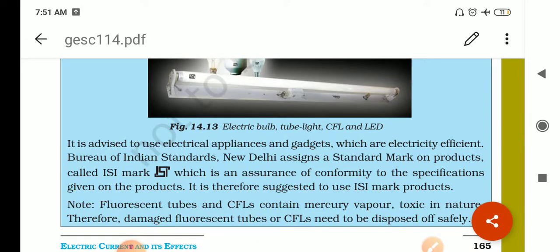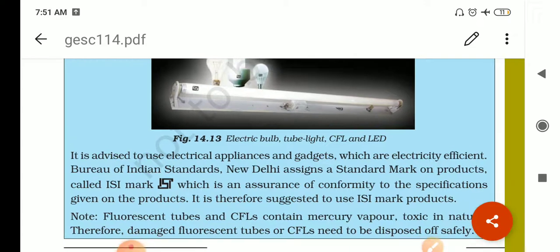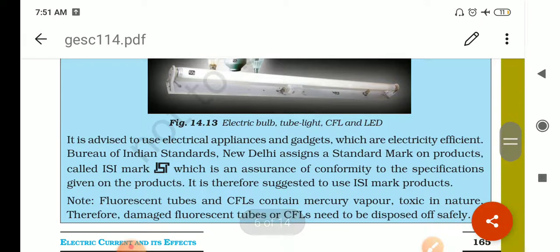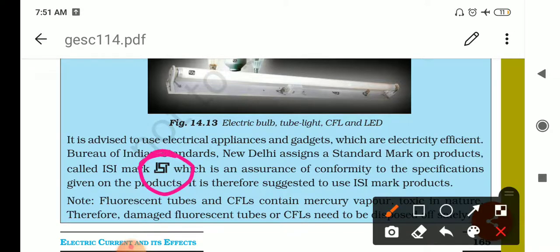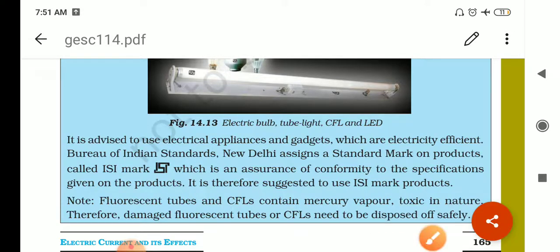The Bureau of Indian Standards, New Delhi, assigns a standard mark, ISI, on products. You must have seen the ISI mark on everything. This sign you can see on various products, which is an assurance of conformity to the specifications given on the products. It is therefore suggested to use ISI mark products.